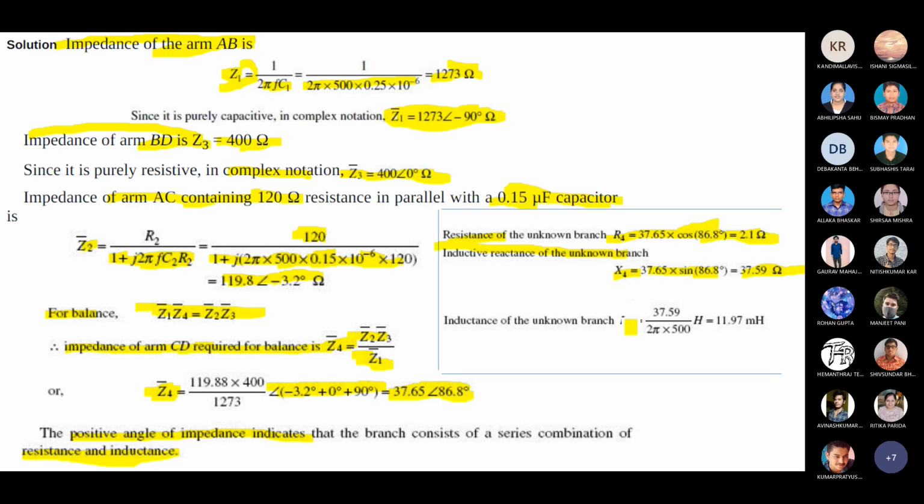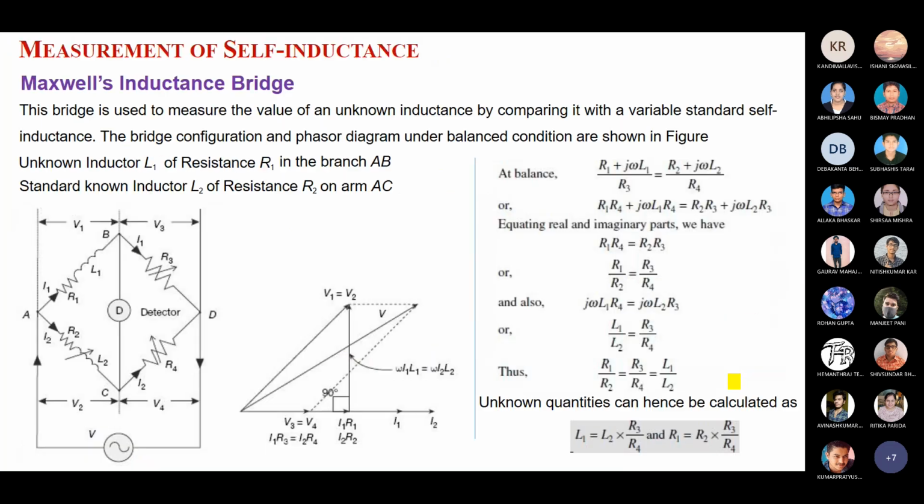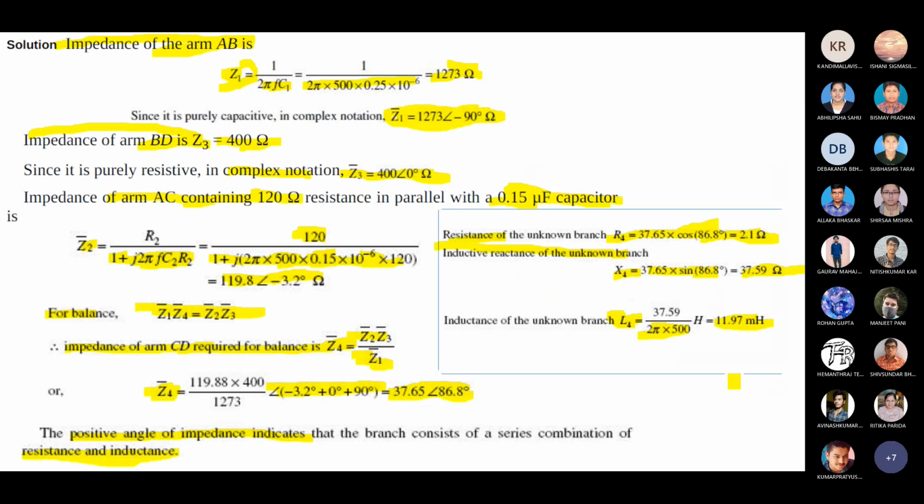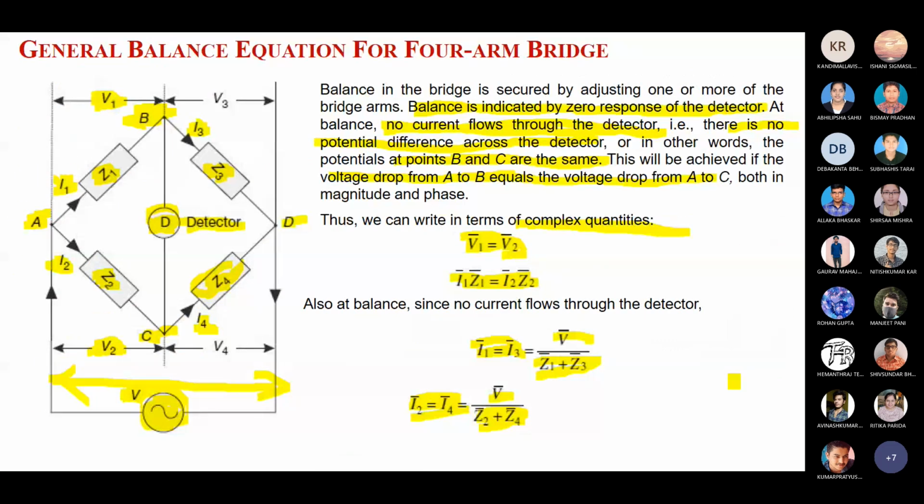Now the inductance of the unknown branch, L4. You know that X4 equals 2 pi f into L4, so you are able to get the L4 value: 37.59 whole divided by 2 pi into 500 henry. So directly you get the inductance value 11.97 millihenry. I hope you are able to understand how to find out the unknown parameters of your bridge, in any of the arms.